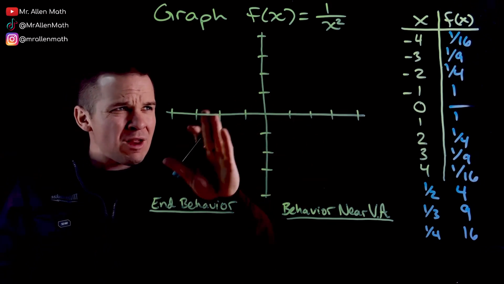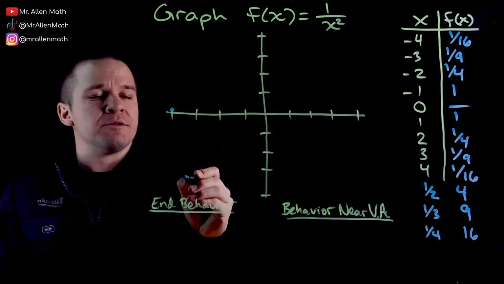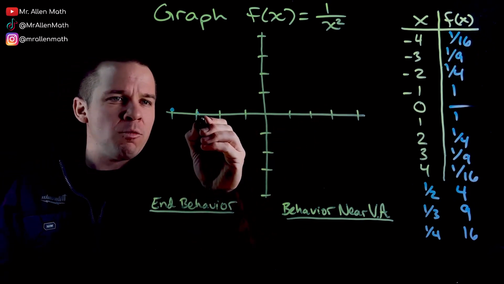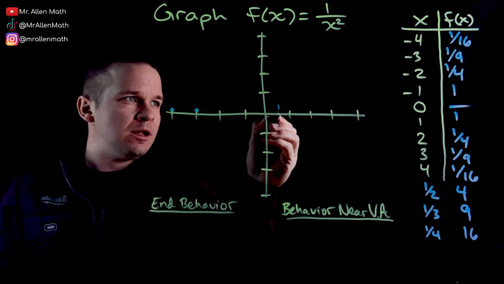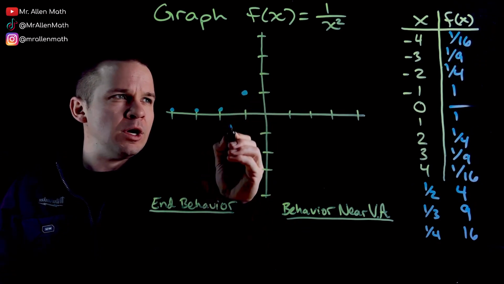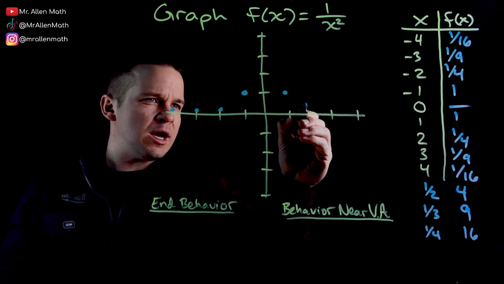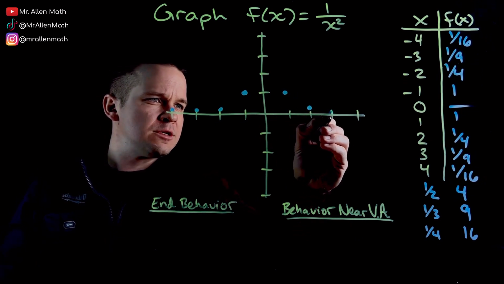All right. If I plug in -4, I got 1 over 16. I'm really, really close to that x-axis. -3, 1/9. I don't even know if I can make it look right. Then I got 1/4, and then I got 1. And then the same happens over here, right? It's like a mirrored image. Okay, that's kind of cool and interesting.